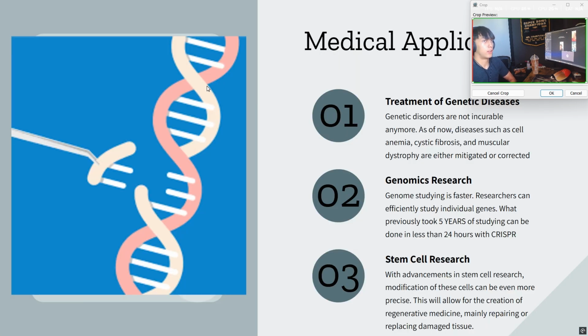There are some medical applications like the treatment of genetic diseases. Genetic disorders aren't really incurable anymore. Right now, diseases such as anemia, cystic fibrosis, and muscular dystrophy are either mitigated or corrected. Genome studying is much faster. I already said this, but 5 years of studying to generate a human genome was completed in 24 hours. And also stem cell research. CRISPR can help advance stem cell research, which can then be used to create regenerative medicine, so it can repair or replace damaged tissue.